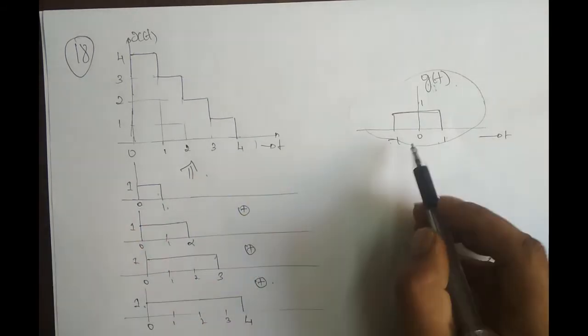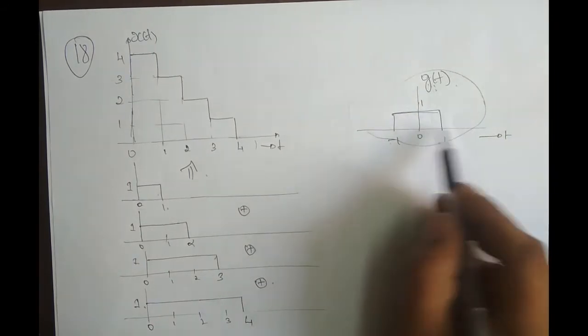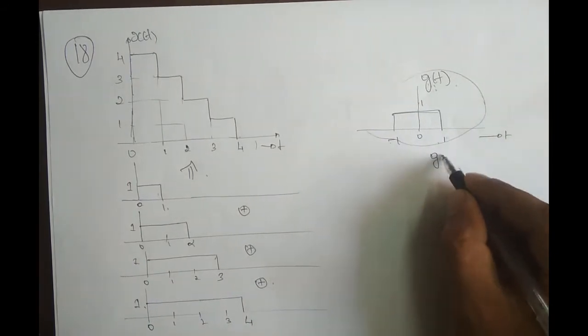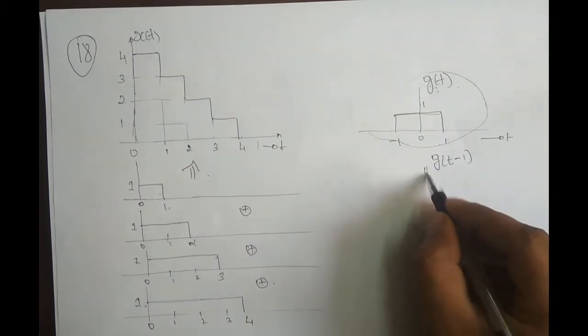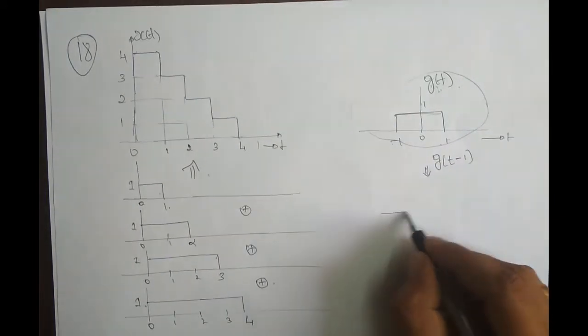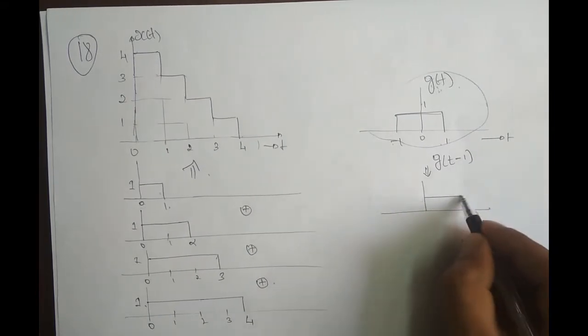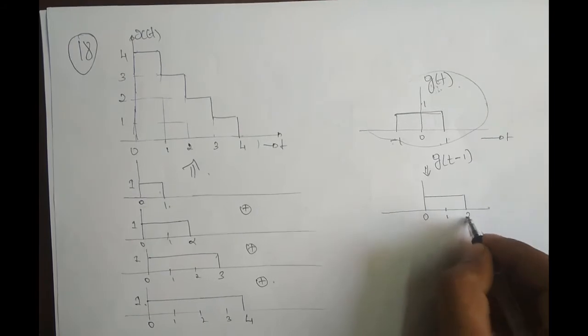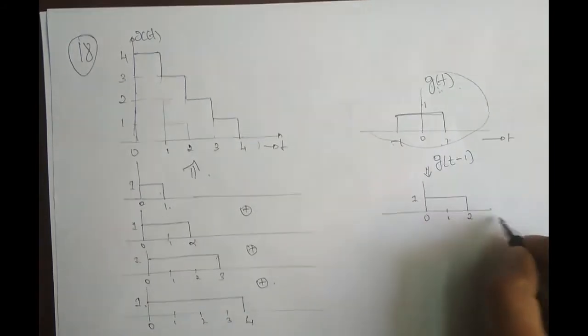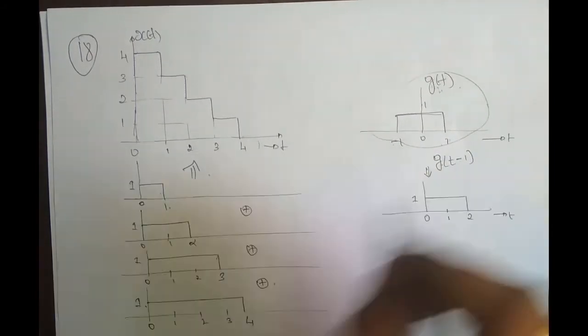So what you do, you shift this g of t right first. So what is g of t minus 1? If this is my g of t, what is g of t minus 1? It is shifted right one time. So -1 goes to 0, and 1 goes to 2. Amplitude is 1, right? What is this? This is g of t minus 1.